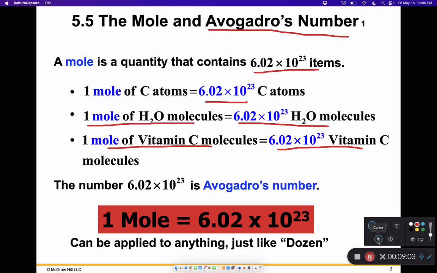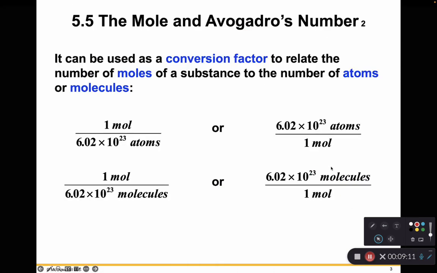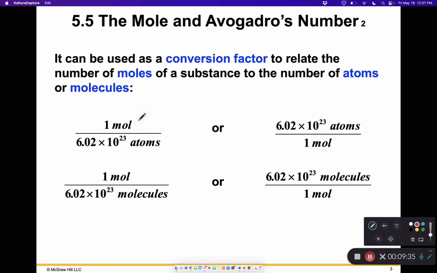Okay, so with that understanding, let's look at how we can utilize the mole in our daily life, in our lab. It can be used as a conversion factor to relate the number of moles of a substance to the number of atoms or number of molecules. As I mentioned, 1 mole of something equals that many of that thing.